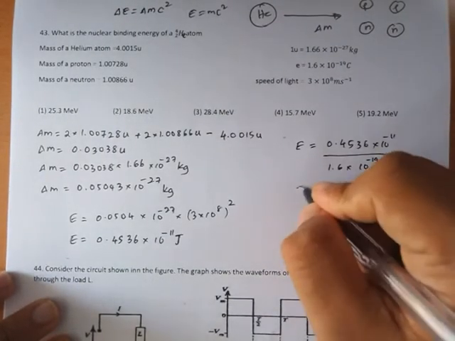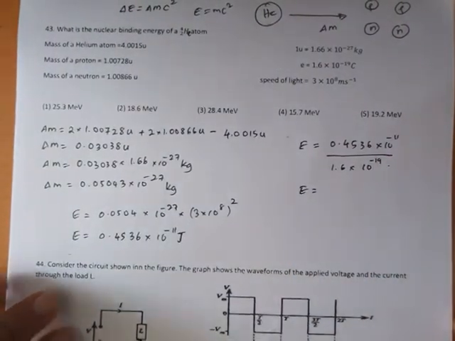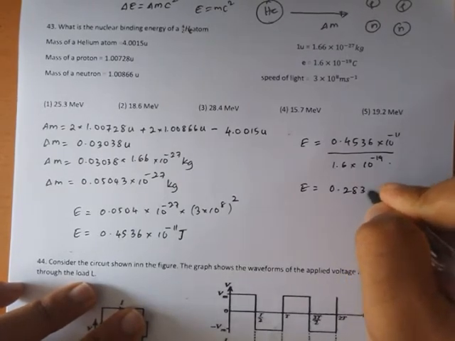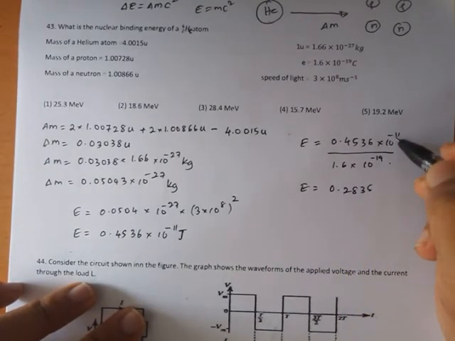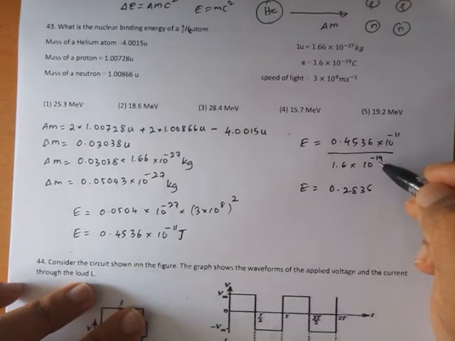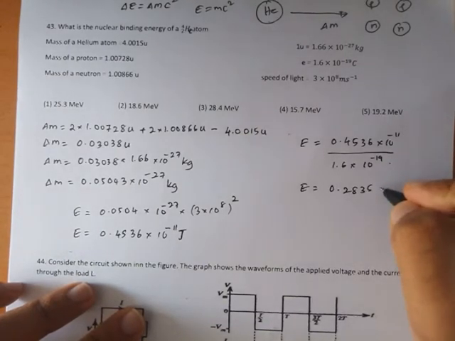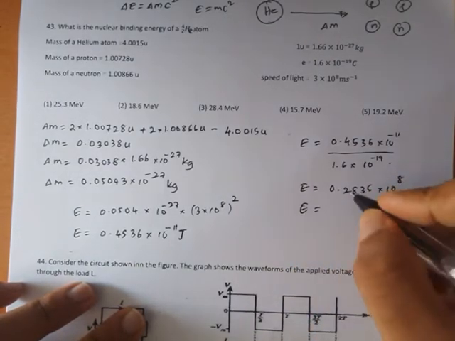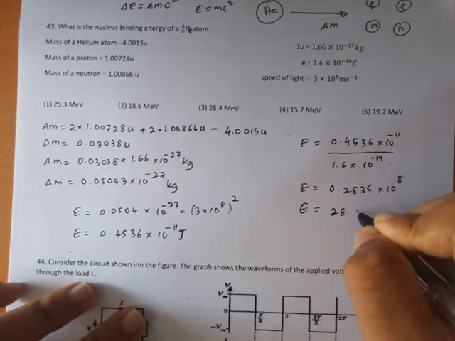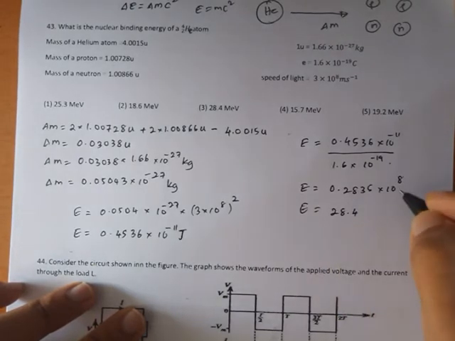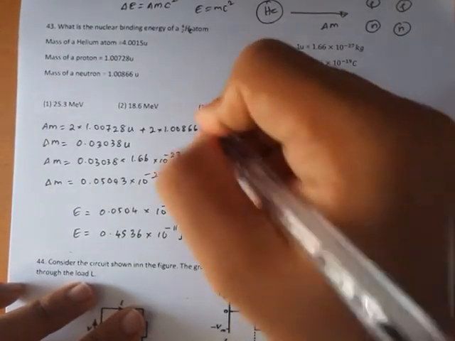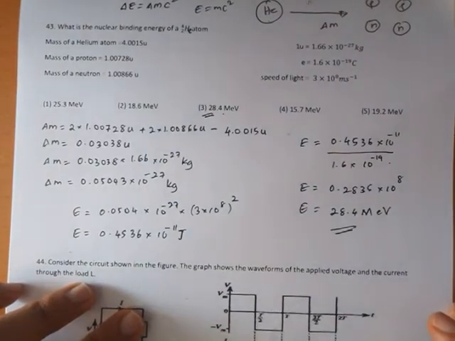Okay, so we get E is equal to 0.2835, so minus 11, here we get minus 19, then 10 to the power 8. So E is equal to 28.4 into 10 to power 6, means mega electron volt. So answer is third one. Okay.